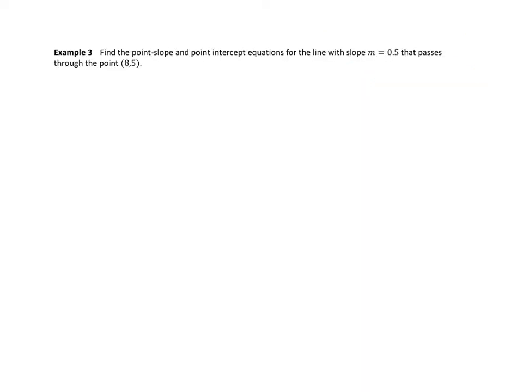So in this last example, I'd like to find the point-slope and slope-intercept equations for a line with slope a half, and that goes through the point 8, 5. Because we're given the slope and a point, that is, we're told m is equal to 0.5, and we have a point x1, y1 is equal to 8, 5, it makes sense to start with the point-slope version of the line. y minus y1 is equal to m times x minus x1.